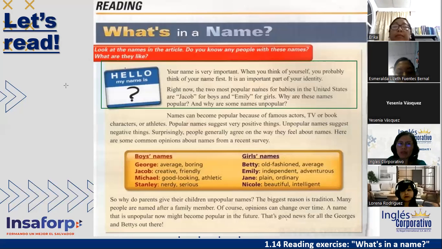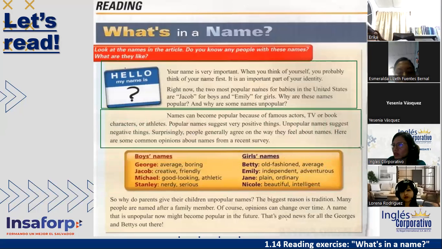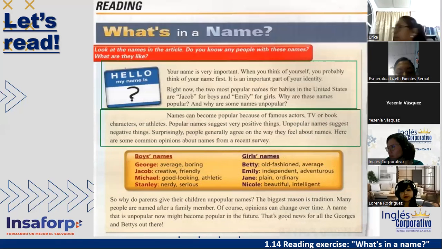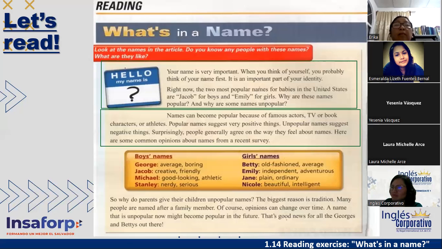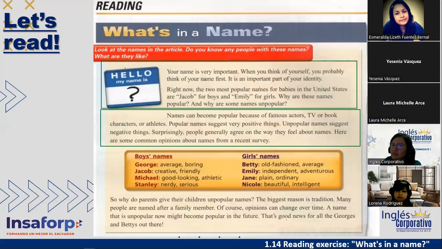Thank you so much. Luego, pues yo lo leo nuevamente para que corrijamos alguna palabrita con pronunciación. Vamos a ver, Esmeralda, can you please help me with this information? Bueno, si quieren, lea acá y yo leo la cajita. Okay. Names can become popular because of famous actor, TV or book character of the athletes. Athletes, popular name suggest very positive things. Popular name suggest negative things. Surprisingly, people generally agree on the way they feel about name. Here are some common opinions about name from recent survey. Thank you so much. Entonces yo leo esta parte, ¿verdad?